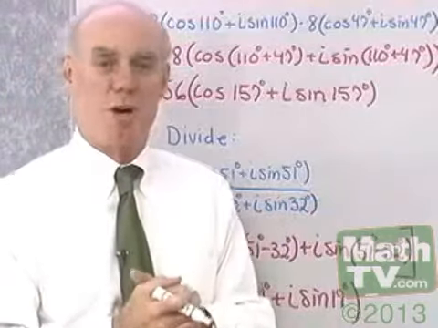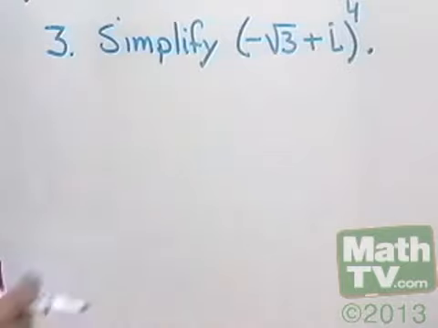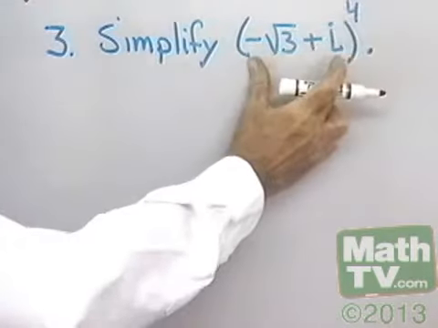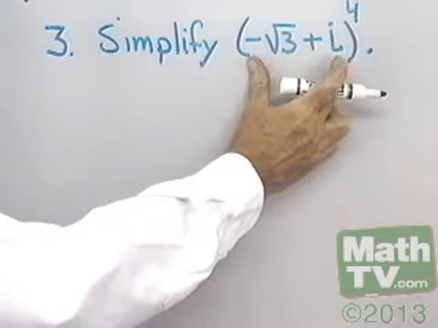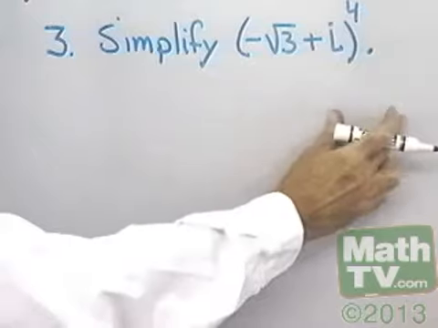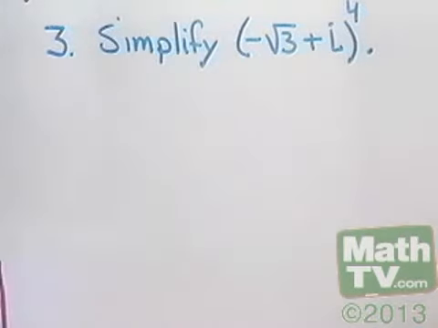Let's look at one last problem where we take a complex number and raise it to a power. We want to simplify negative square root 3 plus i all raised to the 4th power. Now I can just do this problem with algebra by multiplying negative square root 3 plus i times itself 1, 2, 3, 4 times. I use it as a factor 4 times. But it will be actually easier to do if we first convert to trigonometric form.